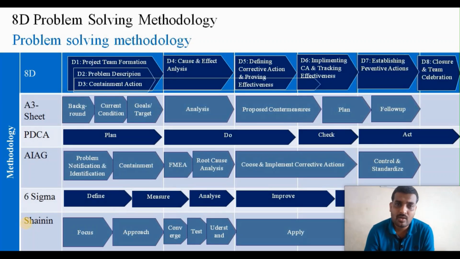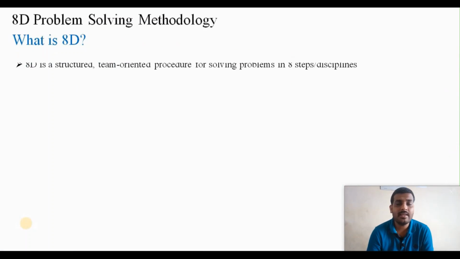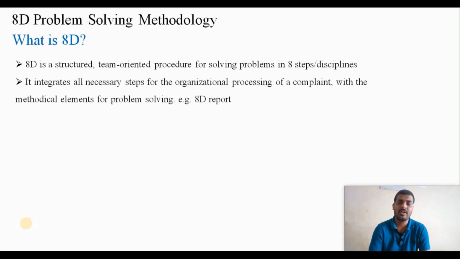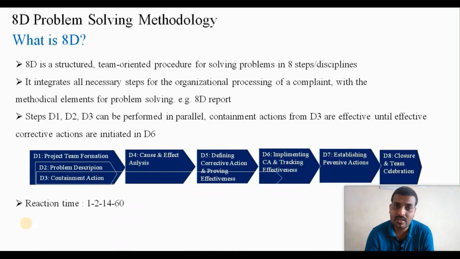Then we learned what 8D is. 8D is a structured, team oriented procedure for solving problems in 8 disciplines or 8 steps. Then we came across reaction time. The reaction time is 1-2-14-60. It means that if the supplier is local, you have to follow the 1-14-60 timeline, and if the supplier is from outside the city, then you have to follow the 2-14-60 time limit.